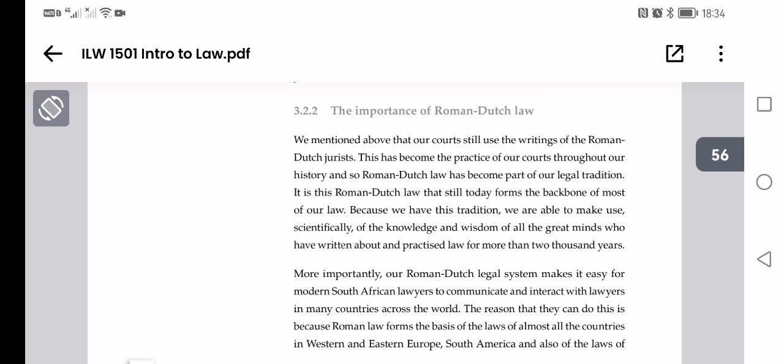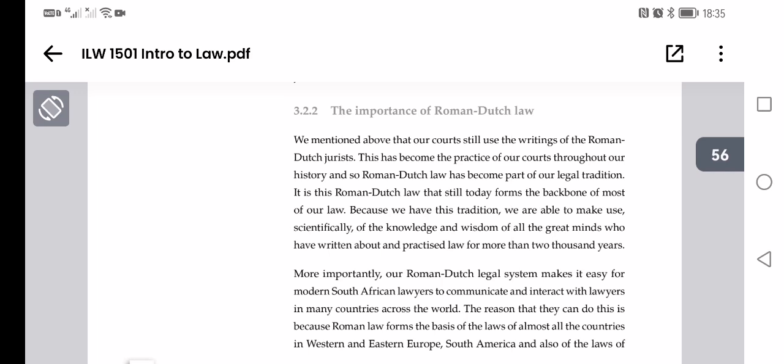The importance of Roman Dutch law. We mentioned above that our courts still use the writings of the Roman Dutch jurists. This has become the practice of our courts throughout our history, and so Roman Dutch law has become part of our legal tradition. It is this Roman Dutch law that still today forms the backbone of most of our law.